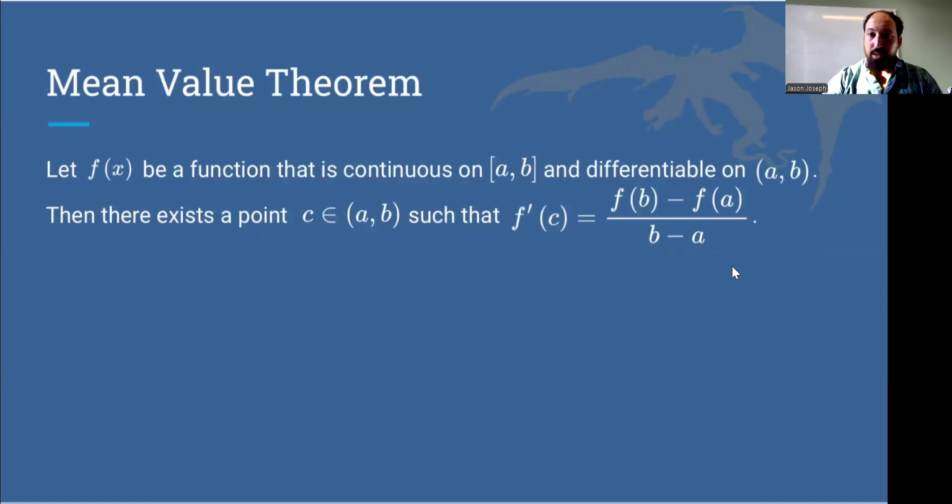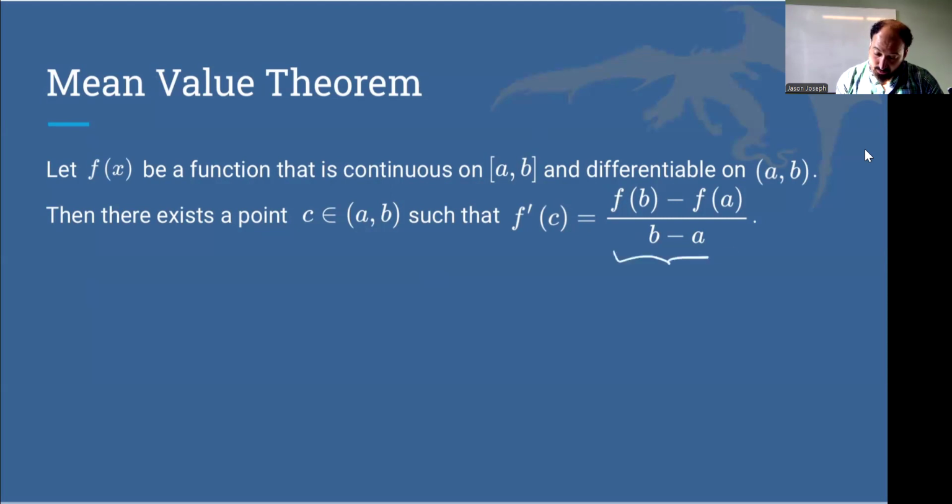So I'm just going to read the theorem at first, and then we'll unpack it a bit. Let f of x be a function that is continuous on the closed interval AB and differentiable on the open interval AB. Then there exists a point C in AB such that f prime of C is equal to f of B minus f of A over B minus A. So I want to say a couple things before doing any examples.